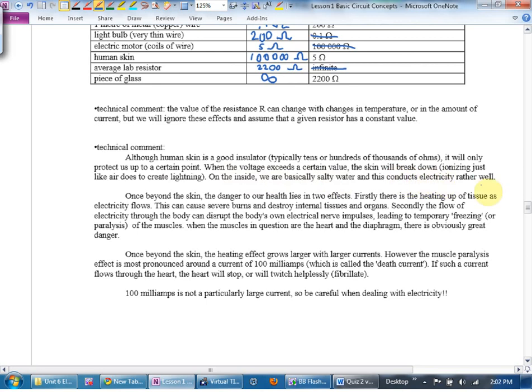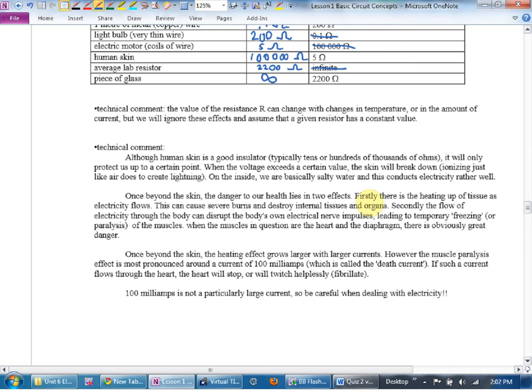Once beyond the skin, the danger to our health lies in two effects. First of all, we are not very good conductors. So if we're getting a bunch of voltage and it's going through us, we have a high resistance. Those particles are going to run into molecules in our body. And when those charges run into molecules in our body, what's going to happen to some of their potential energy? Heat. We're going to get burned. That's why electrocution burns people.